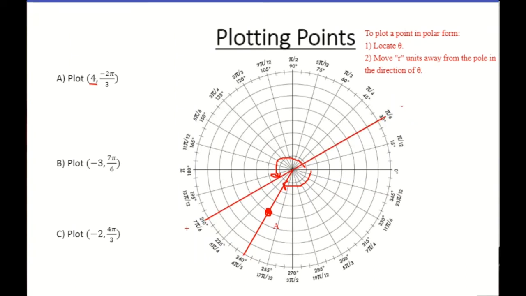So negative 3 comma 7 pi over 6, again you would find 7 pi over 6 and then you realize, oh, I'm going in the negative direction, so I actually want to go away from that angle measure. 1, 2, 3 units, and that would be right here.